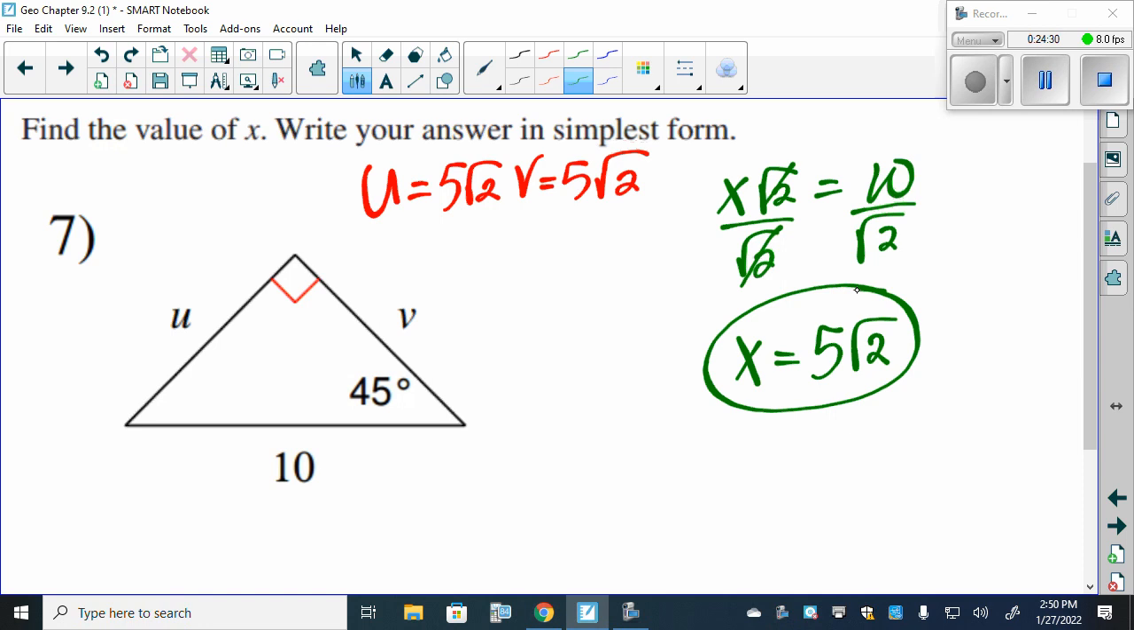Questions on this here? What do we think about these so far? And no matter what the numbers are, this will work. Are you ready for the next one?